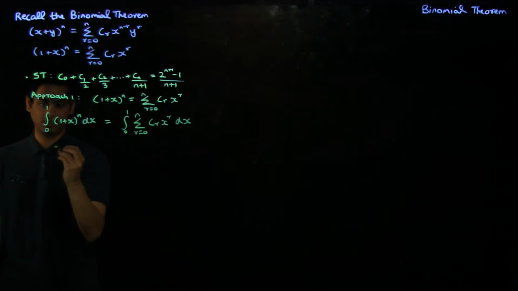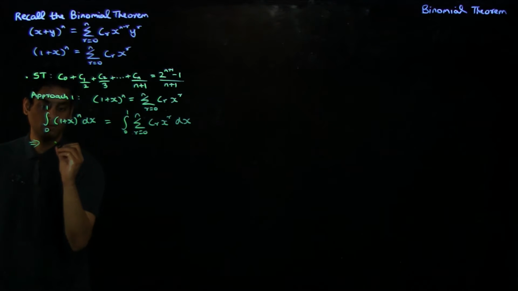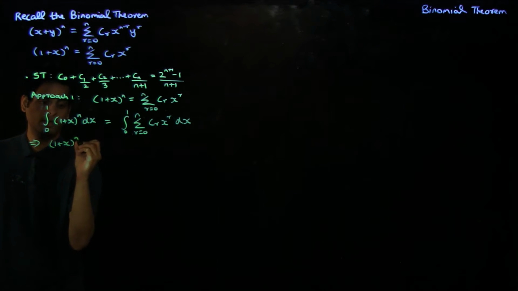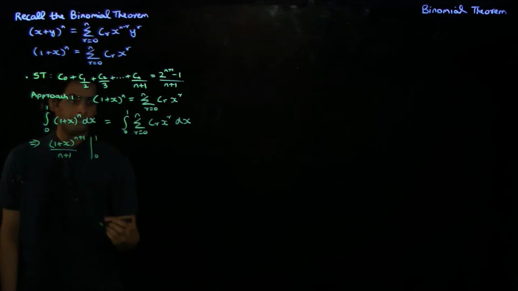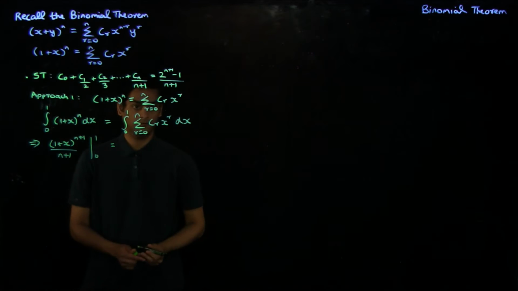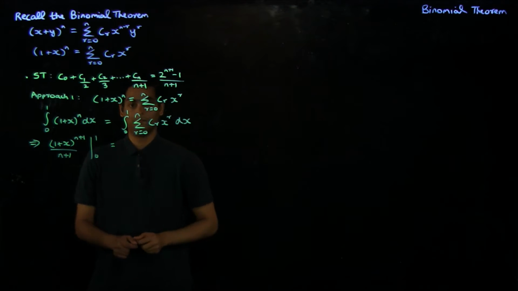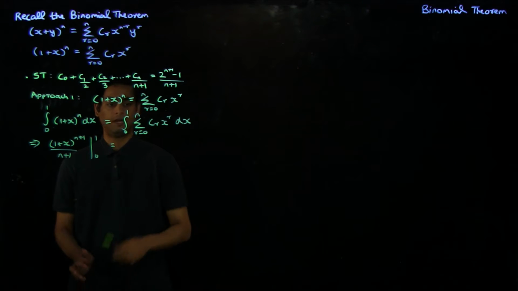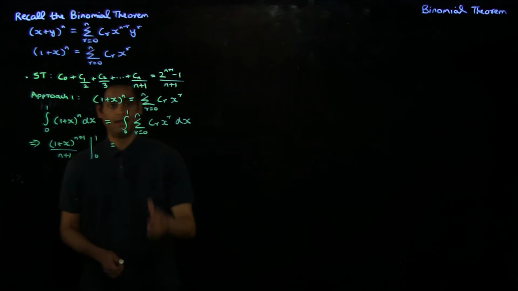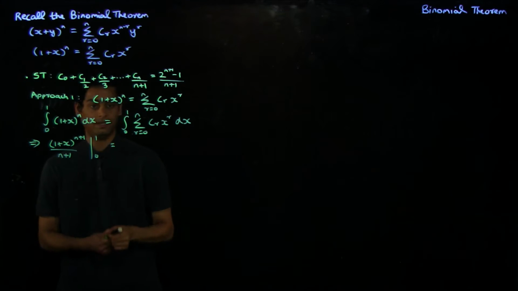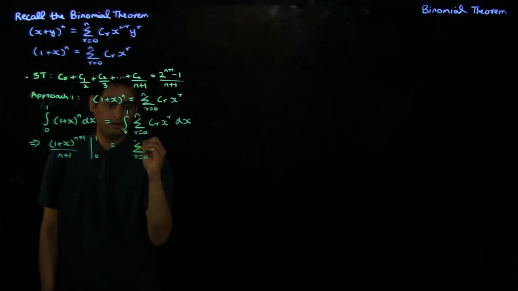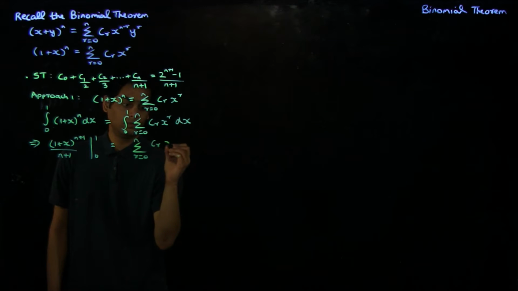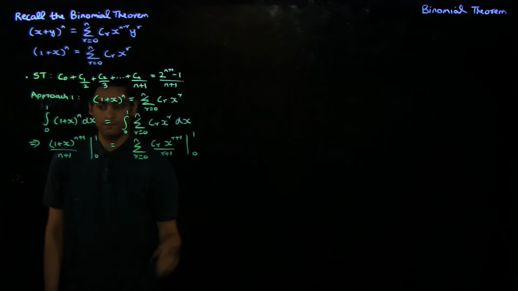The left hand side integral is easy to evaluate. This is nothing but (1 + x)^(n+1) over n + 1, with x running between 0 and 1. And in the right hand side we have an integral of a summation, that is an integral of a power series. So right now we will sweep it under the rug and assume that we can interchange the summation and the integral, and we can integrate each term separately to obtain the summation r equal to 0 to n of C_r x^(r+1)/(r+1), with x running between 0 and 1.